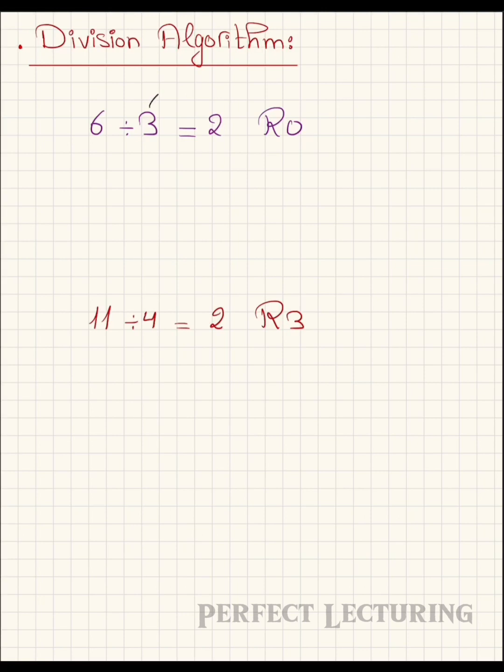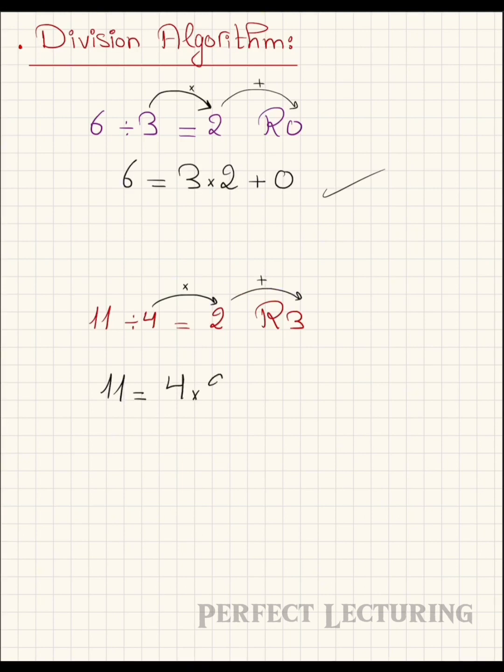We used to do the following in order to check our answers. We used to multiply the divisor, 3, by the answer, 2, and then add the remainder, and we should obtain 6. So in other words, we must have 6 equal to 3 times 2 plus 0. If this works, then we are on the right track, and yes, it does. Similarly, in the other example, I have 11 is equal to 4 times 2 plus 3. Let's see. 4 times 2, which is 8, plus 3, which is 11. This also works. So this is what is meant by the division algorithm.